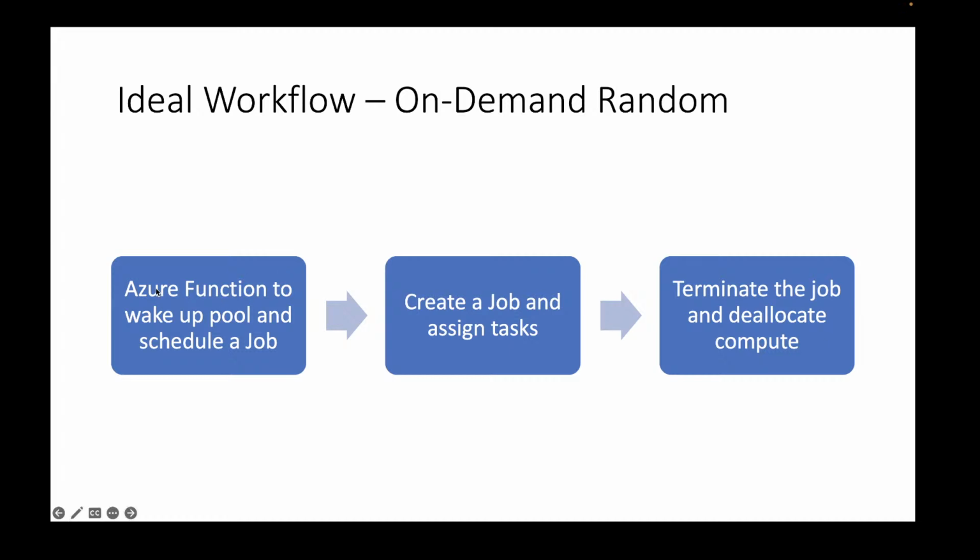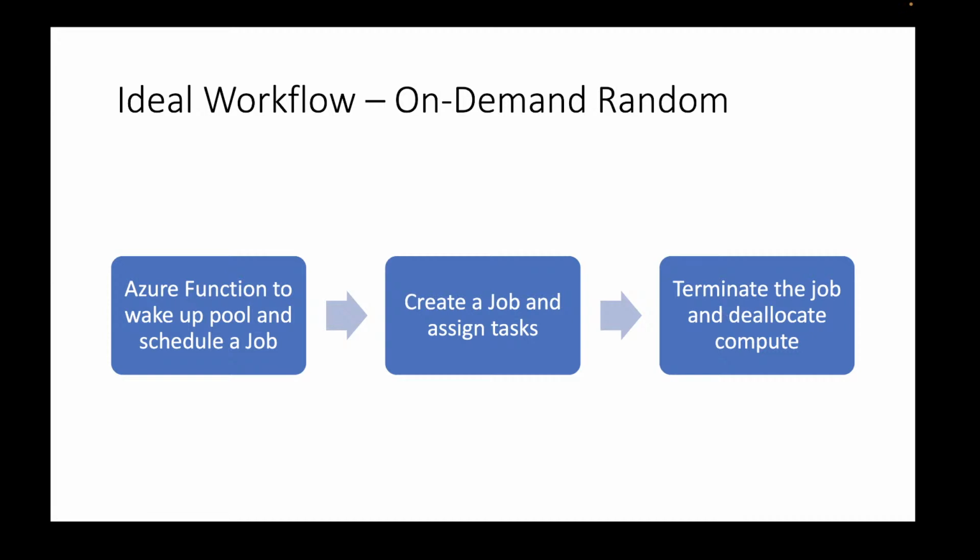Basically, you have an Azure function, and it can make up the pool. So the pool will scale from 0 to 1, and then you can schedule a job there. So once you schedule, it creates a job once the VMs are up, and assigns the task depending on how you schedule it. And once it is executed, the job will terminate and decouple. That's sort of an option that is available.